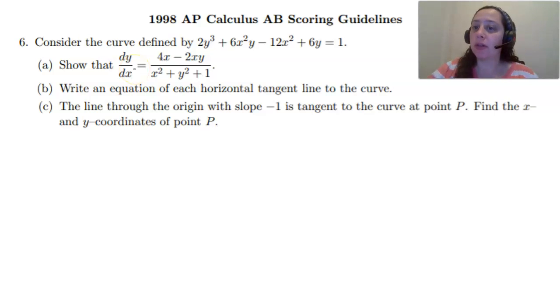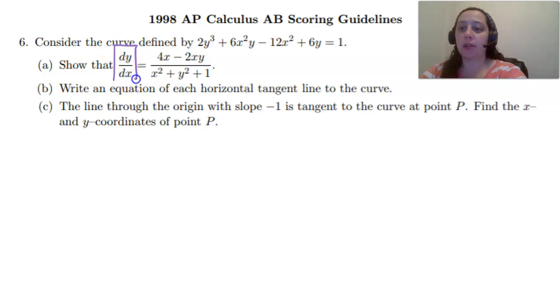It says, consider the curve defined by 2y^3 + 6x^2y - 12x^2 + 6y = 1. A. Show that dy/dx = (4x - 2xy)/(x^2 + y^2 + 1). They're giving us the answer and they want us to show the work to get that answer.